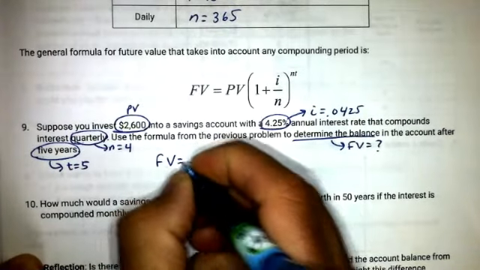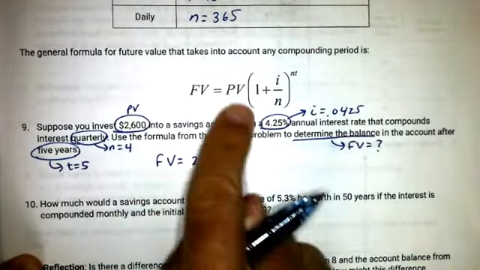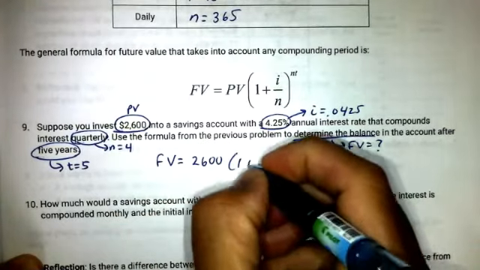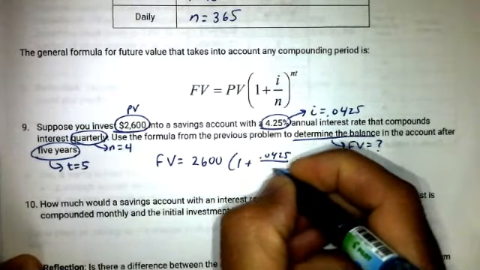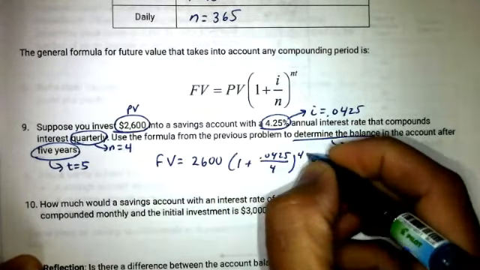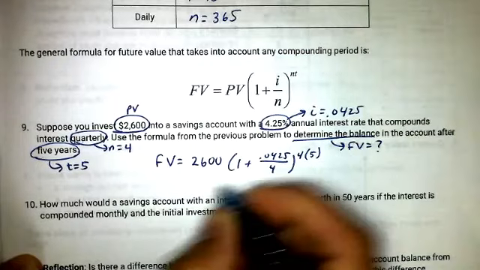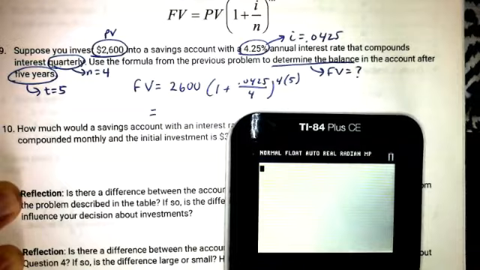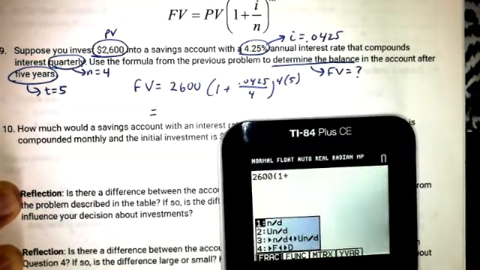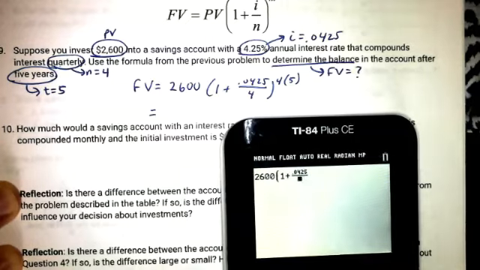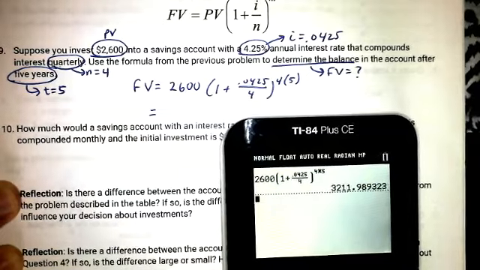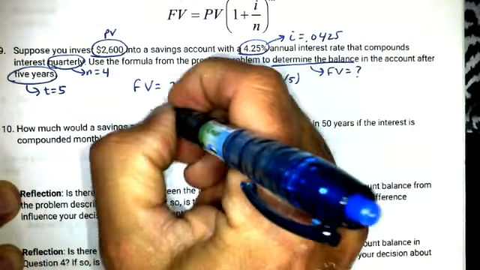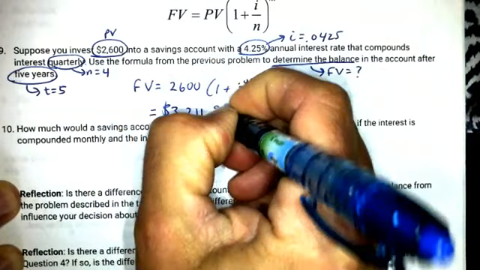So my future value will be 2,600, and I'm just plugging it into this equation right above: 1 plus 0.0425, the interest rate, over 4 for quarterly, raised to the power of 4 times 5. When I type all that into my calculator, we get 2,600, 1 plus, alpha y equals enter to get our fraction bar, 0.0425 over 4, raised to the 4 times 5. We get a little over $3,000, 3211.99.